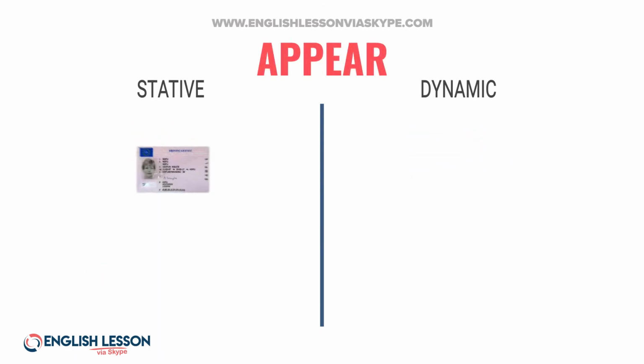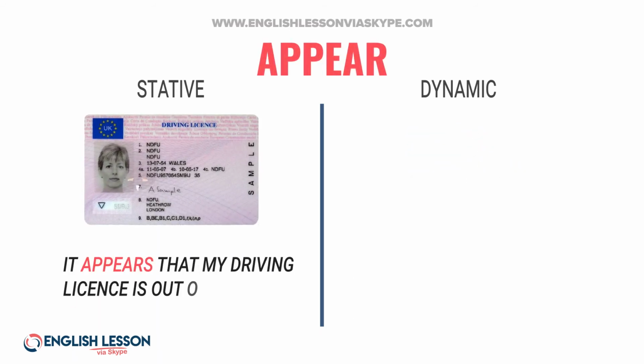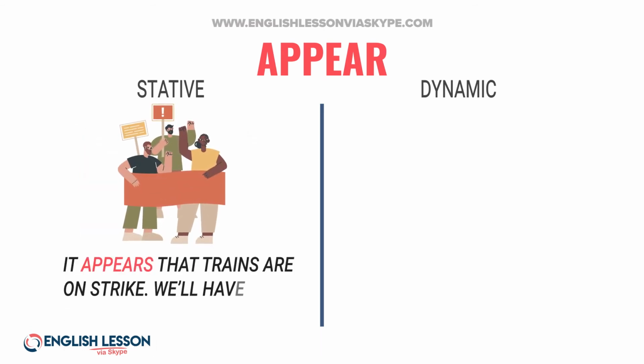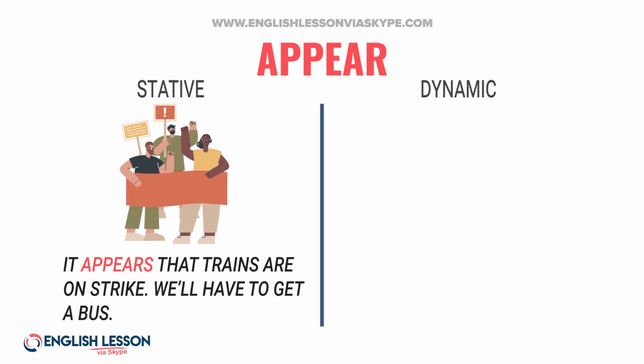To appear, you look at your driving license. It appears that my driving license is out of date. I will have to apply for a new one. It appears as if the trains are on strike. We'll have to either get a bus or we'll have to take the car. Okay, so you can use it in that context.